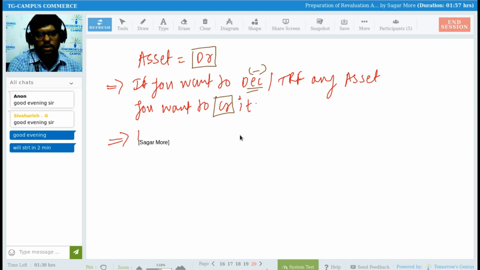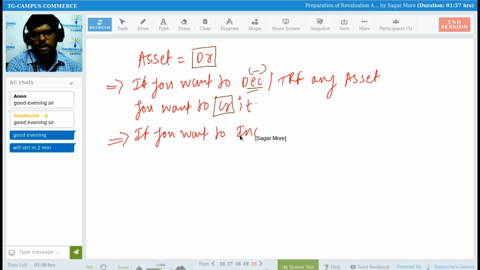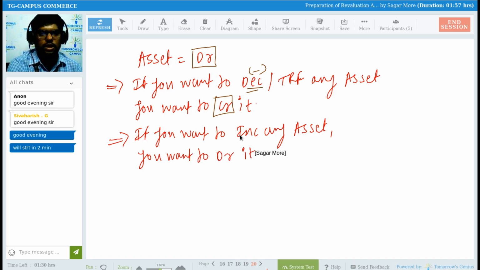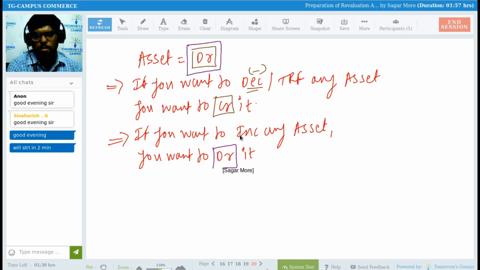I'm writing once again now. Tell me, if you want to increase any asset, you want to debit it, because asset itself is a debit and debit will get increased, right? That is the reason we have to debit it. Simple. Understood this rule?